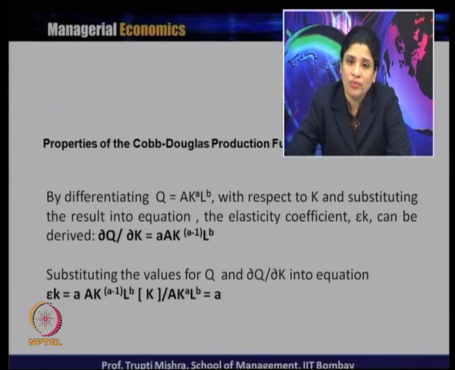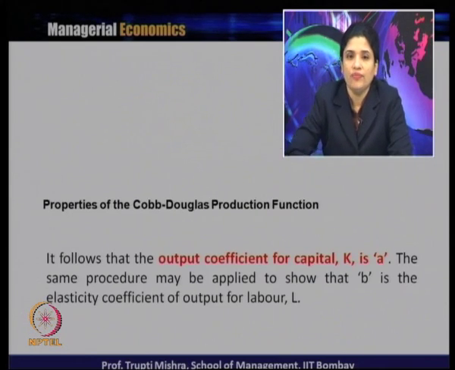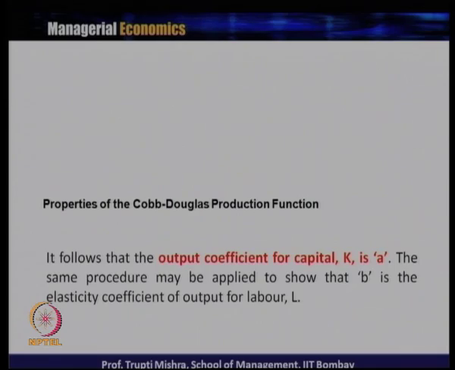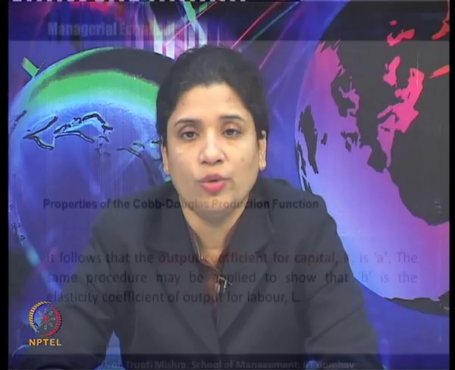Substituting the values of Q and del Q by del K in the equation, the elasticity coefficient with respect to capital is a A K to the power a minus 1 L to the power b, and in an inverted bracket K divided by A K to the power a L to the power b, and when we simplify this we get it equal to a. So, the elasticity coefficient with respect to capital, keeping labor constant, is equal to a. Similarly, we can follow the same procedure to find the output elasticity coefficient with respect to labor, keeping capital constant, and the value comes out to be b.